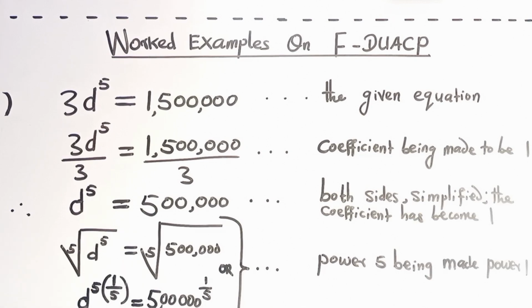And then 500,000 raised to the power 1 over 5. Please, what is foreign in this operation? What is foreign in this operation is 1 over 5. Why did I bring it in? I brought it in because I wanted to make this 5 become 1. And I know that whenever a number multiplies its inverse, the answer is equal to 1. And the inverse of 5 is 1 over 5. I therefore brought in 1 over 5 to make this 5 become 1 and applied it to both sides. That is how this expression came to be.